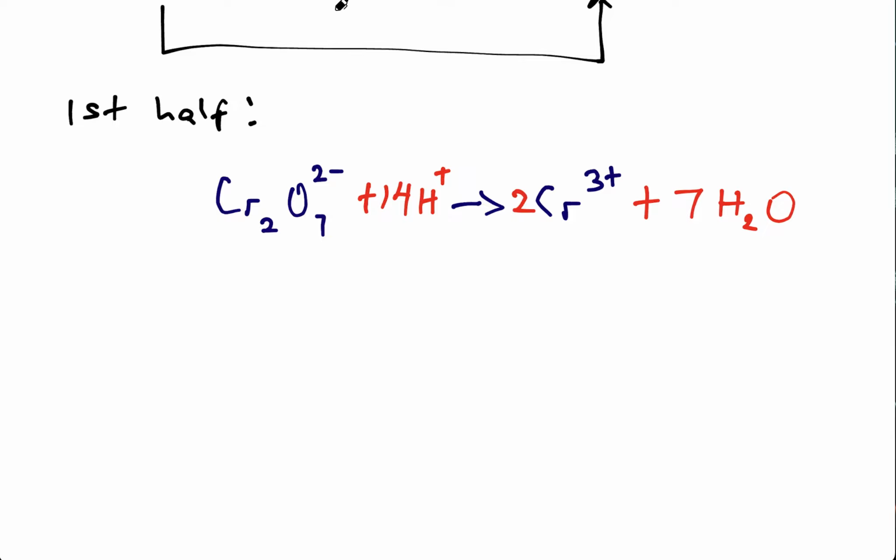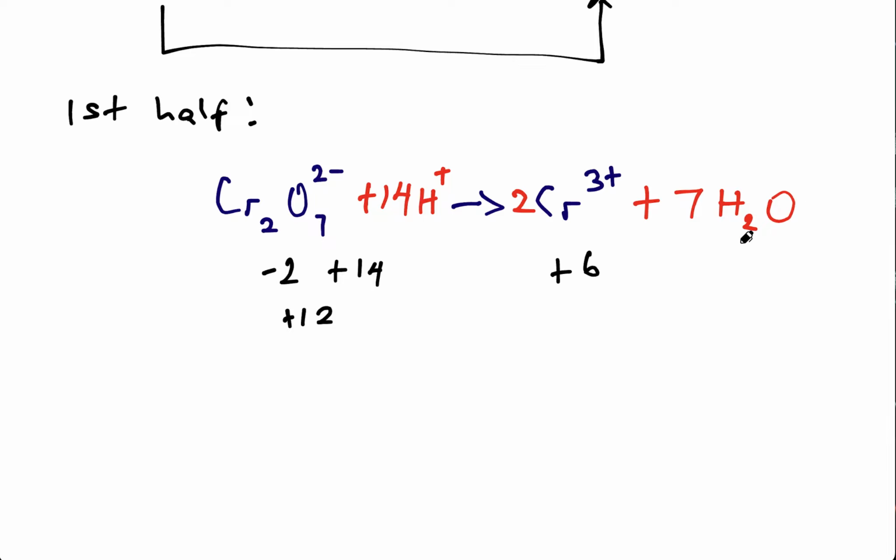Now let's go further and do it ionically. You see that this place is not balanced ionically yet. This is a -2 state, so we have -2 here, and this is plus 14. So the total on the left hand side is plus 12, since -2 plus 14 is plus 12. And then in this place, you have 2 times plus 3, which is plus 6.